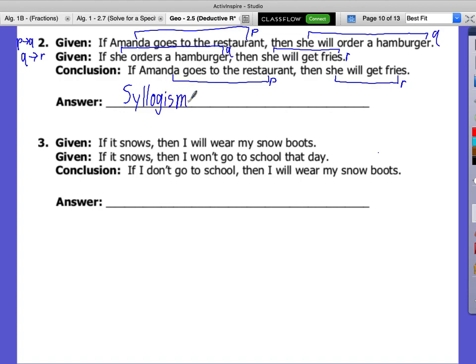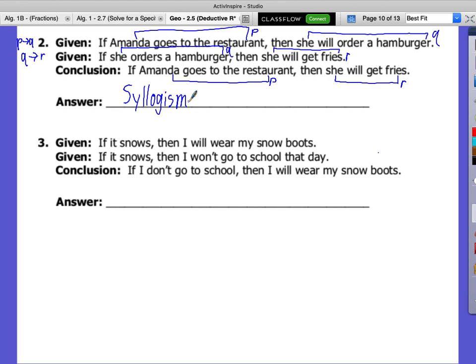Detachment is where they're detached. Okay, you have P and Q separate, in separate parts. Here in syllogism, we have 3 different conditional statements. We had a conditional statement, P to Q, a conditional statement, Q to R, and a conclusion conditional statement, P to R.